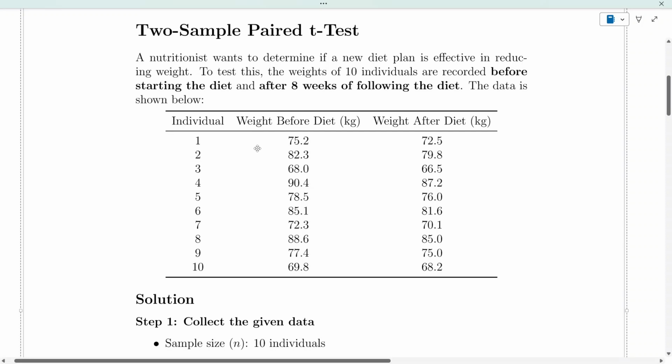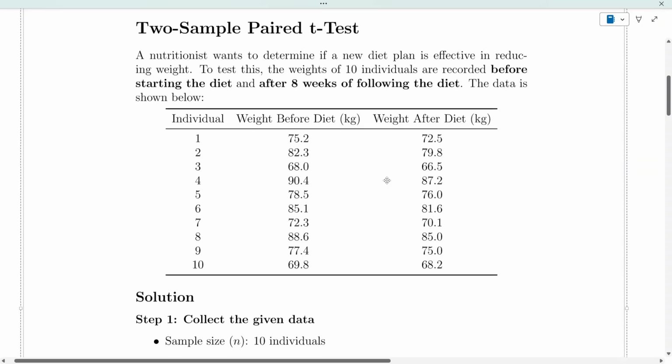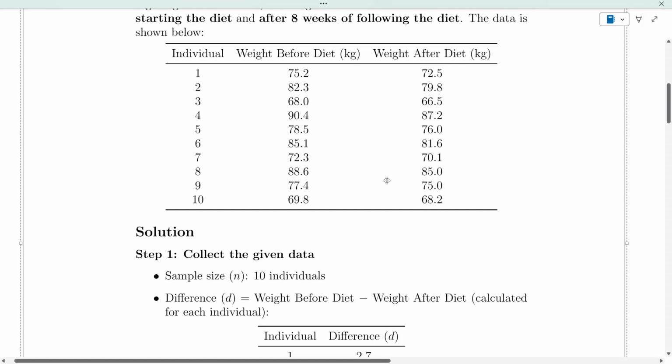For each individual, we have their weight before the diet and their weight after the diet. In column 1, we have the number of individuals. In column 2, we have their weights before the diet. And in column 3, we have their weights after the diet. In step 1, we collected the given data. The sample size, n, is 10.